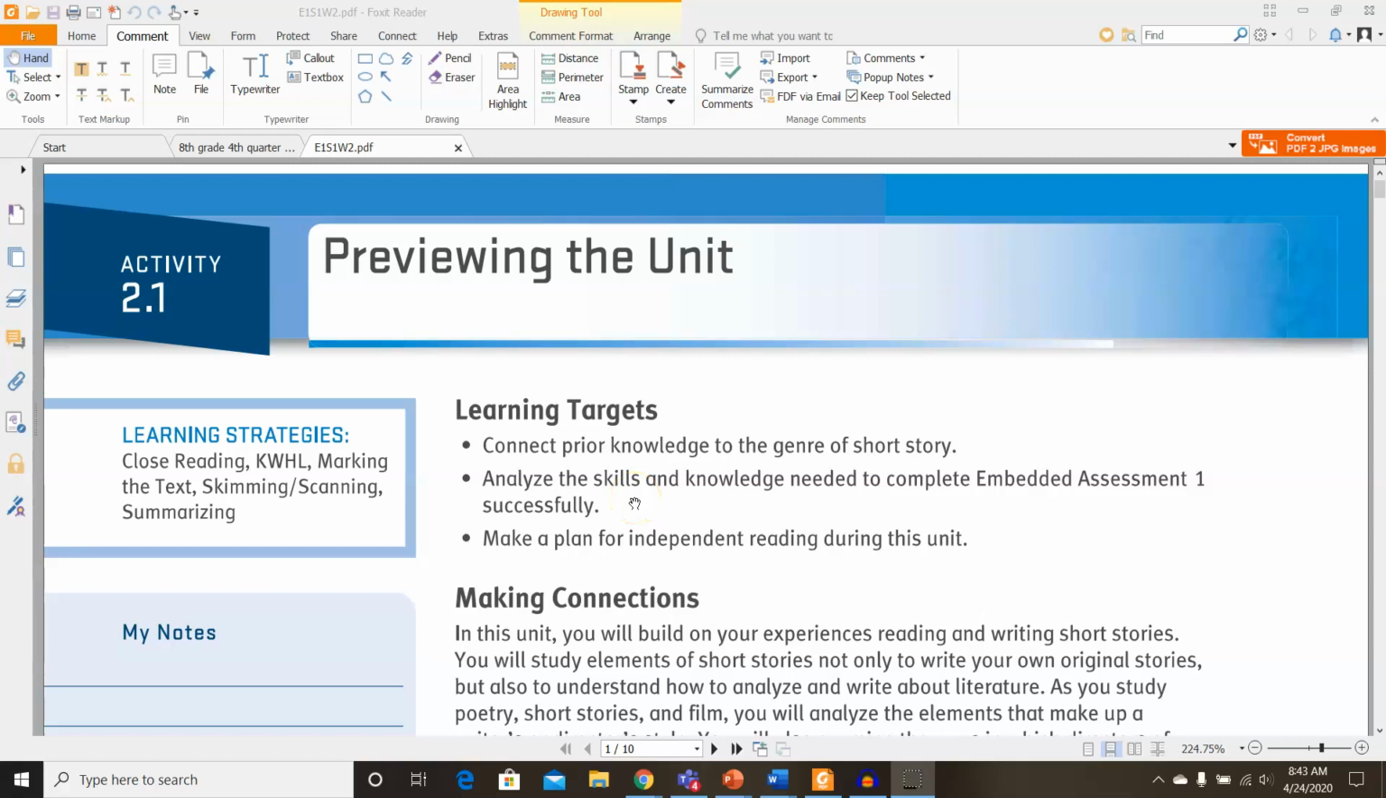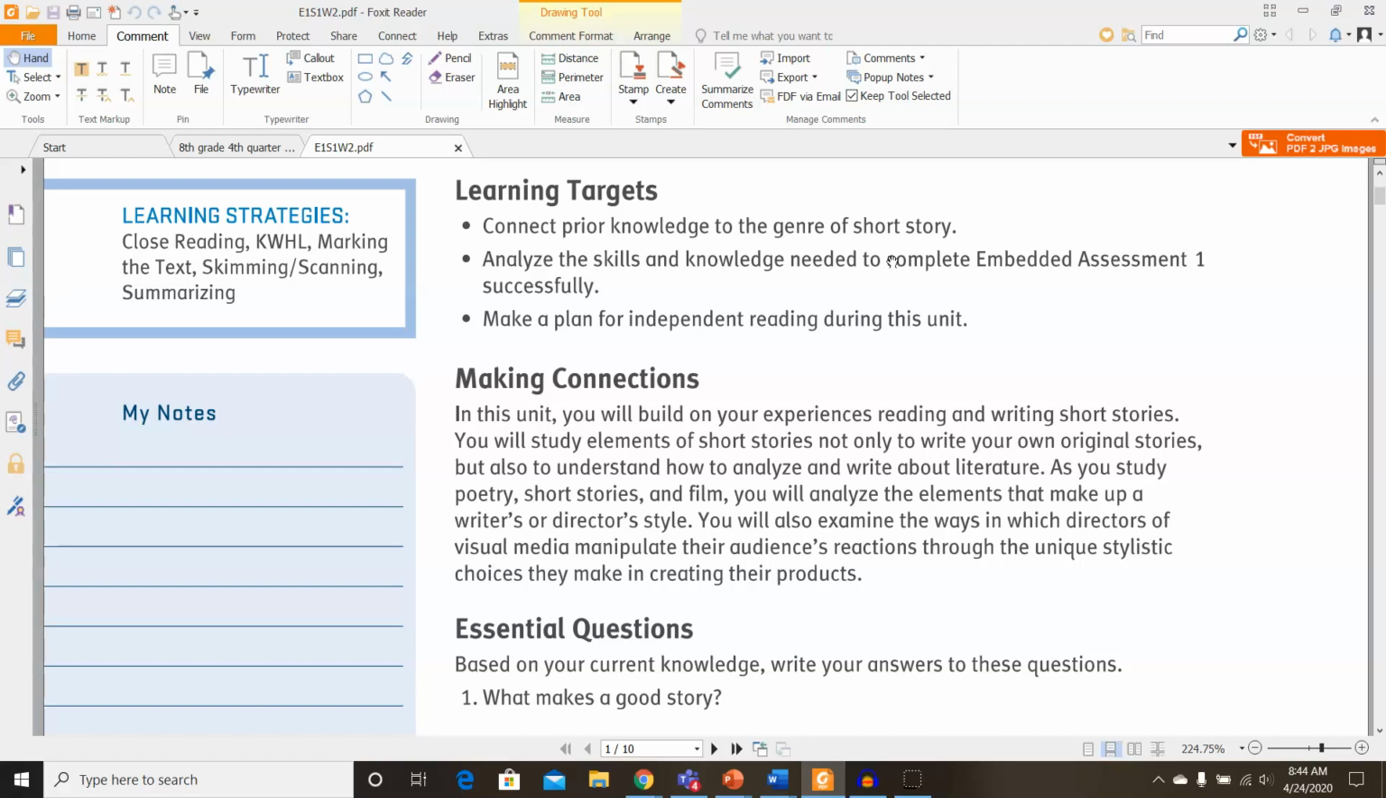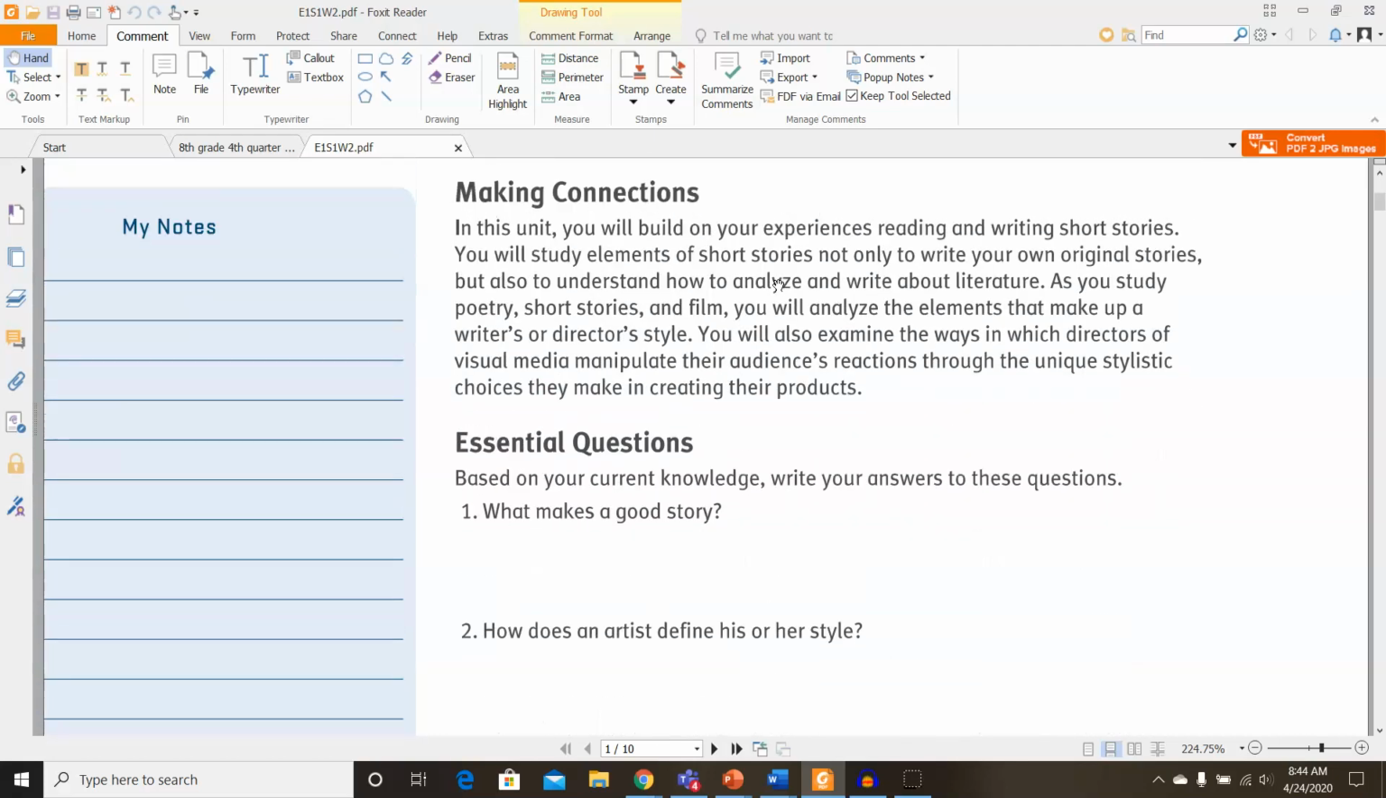Today I'm going to go over with you English 1, Semester 1, Week 2, Activity 2.1, Previewing the Unit. Our learning targets for this activity are to connect prior knowledge to the genre of short story, to analyze the skills and knowledge needed to complete Embedded Assessment 1 successfully, and to make a plan for independent reading during the unit. So, let's look at the Making Connections section.